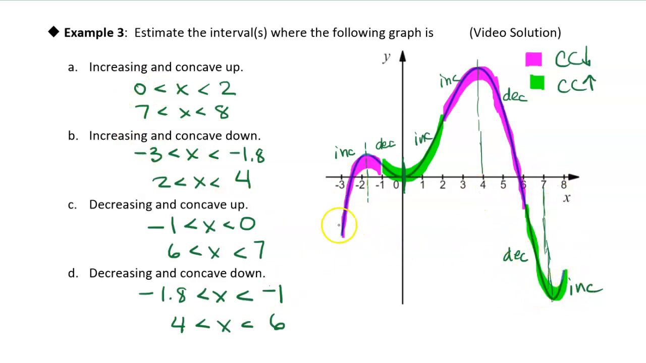If we started at -3, we have -3 to -1.8, -1.8 to -1, -1 to 0, 0 to 2, 2 to 4, 4 to 6, and then 6 to 7, and 7 to 8. So we've got all the intervals covered now. And that's example 3, and I'll see you in the next video for the last example.